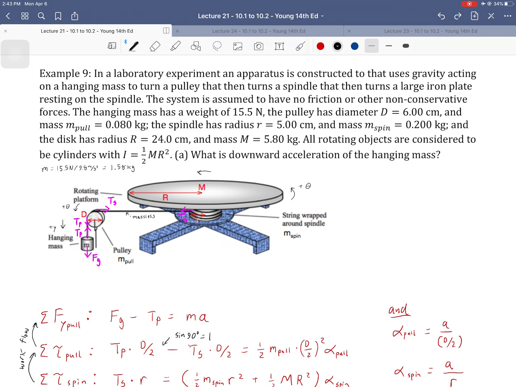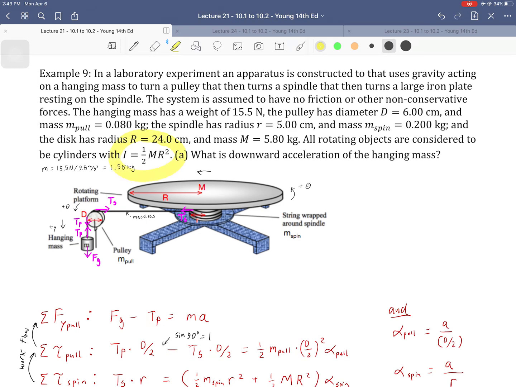The spindle has a radius of 5 centimeters, and the mass of the spindle is 0.2 kilograms. And the disc, finally, has a radius of 24 centimeters and a big old mass of 5.8 kilograms, because the disc is massive. Of course, the disc is the big thing on top. This is the disc up here.